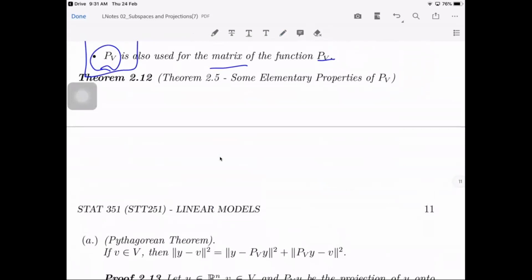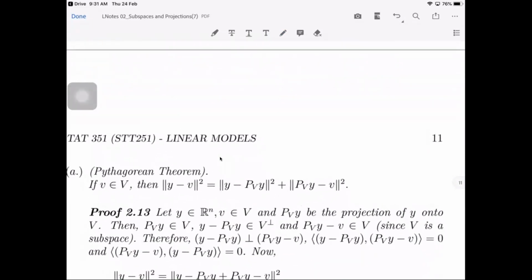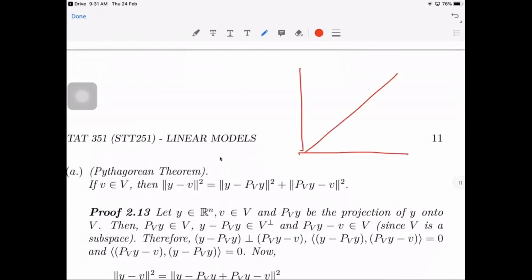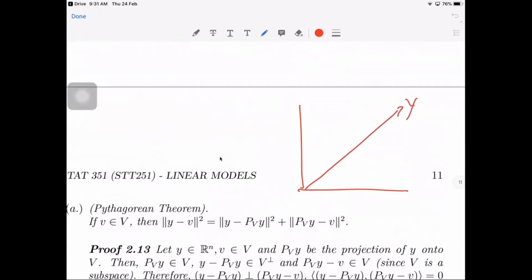Okay, so let's see some elementary properties of projections. So if you recall, this is your y. Project it on V. That is your projection of y onto V. And we call this V.